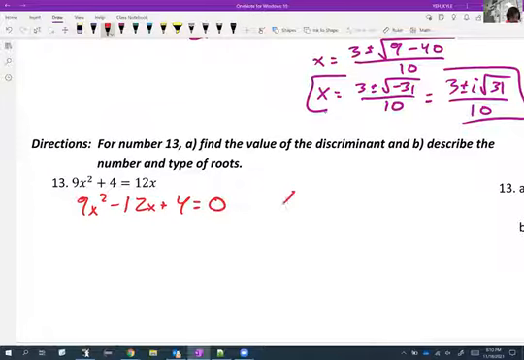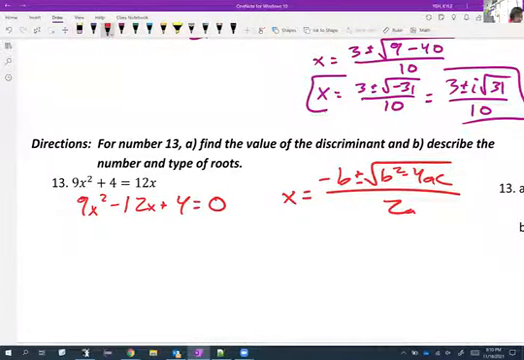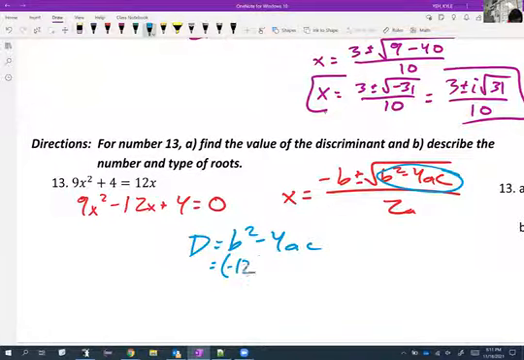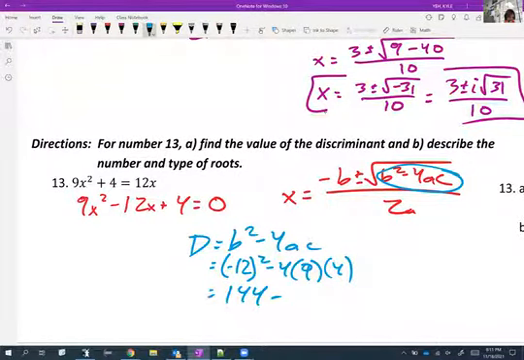If you remember in the quadratic formula, negative b plus or minus square root of b squared minus 4ac all over 2a. The discriminant is the part inside the radical. So the discriminant is equal to b squared minus 4ac, or negative 12 squared minus 4 times 9 times 4, 144 minus 4 times 9 is 36 times 4 is 144.